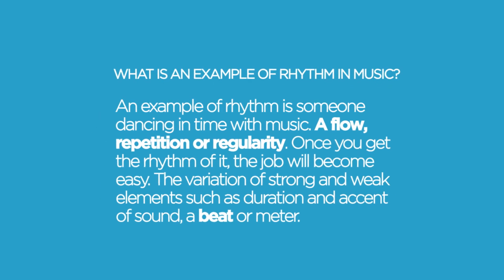What is an example of rhythm in music? An example of rhythm is someone dancing in time with music. A flow, repetition, or regularity. Once you get the rhythm of it, the job will become easy. The variation of strong and weak elements such as duration and accent of sound, a beat or meter.